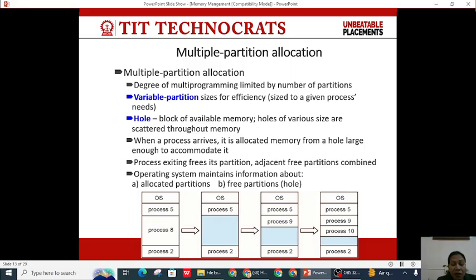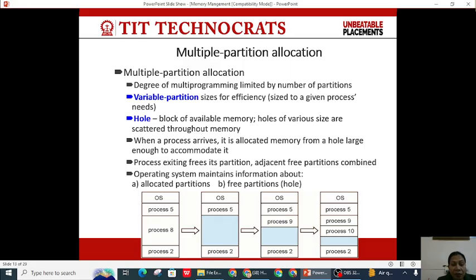The sizes of the partitions are different. A hole is a block of available memory, and holes of various sizes are scattered throughout memory. When a process arrives, it is allocated memory from a hole large enough to accommodate it. Suppose we have process number 8. It occupies the given blue area, because the size of process 8 is equal to that block. Like that, process 5 is kept in the space that is sufficient for process number 5.